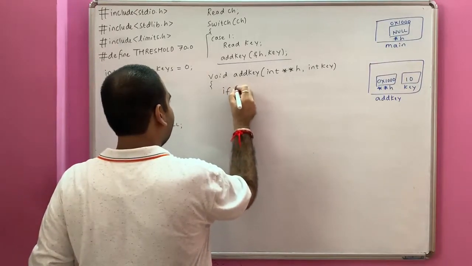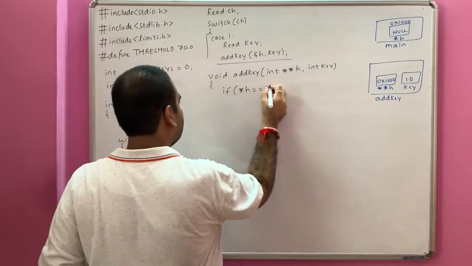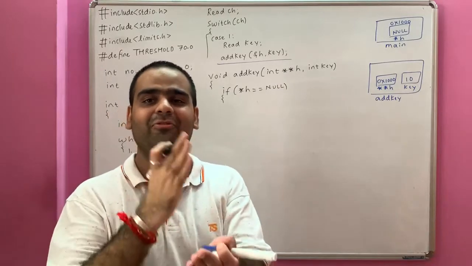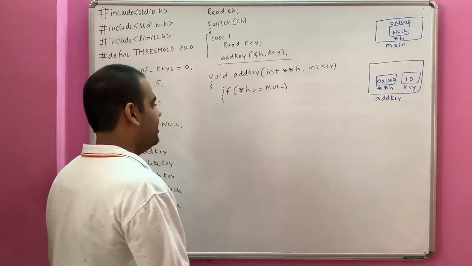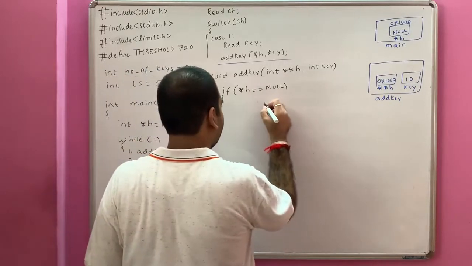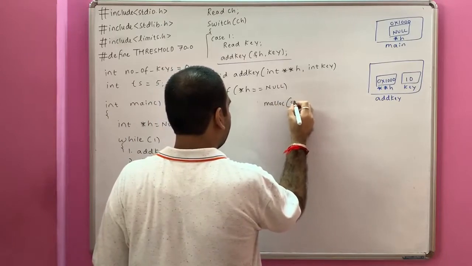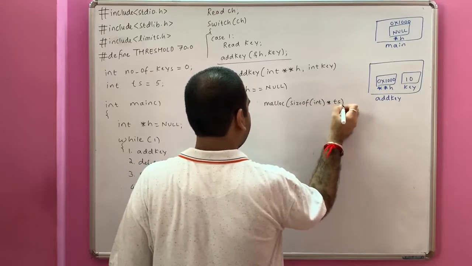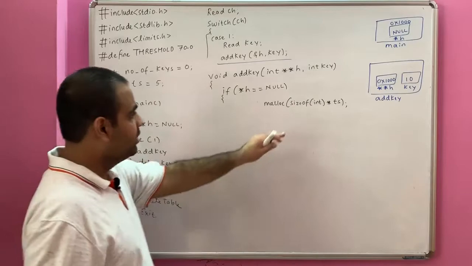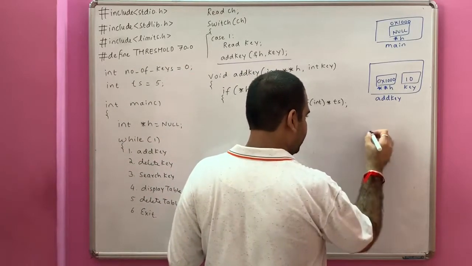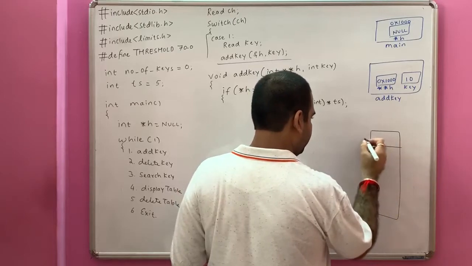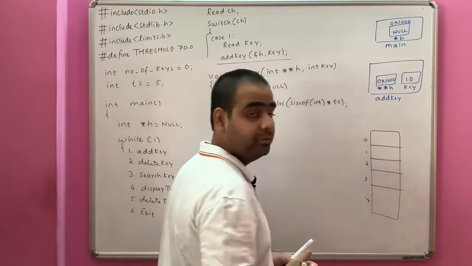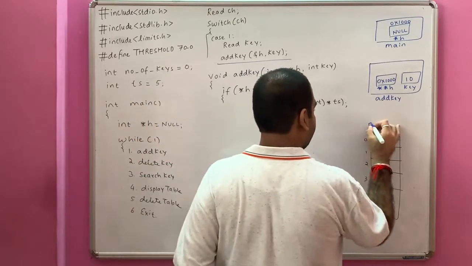Hence we say if star h is equal null. Now what is star h? Star 1000 is equal null. Yes, that means for the first time you have to allocate it dynamically. And how do we allocate it dynamically? That's so simple. We say malloc of size of int into table size ts. Now table size is a global variable. Size of int is 5 into 4 is 20 bytes of memory will be allocated continuously, 0 1 2 3 and 4. Let the allocated memory address be say 8000.